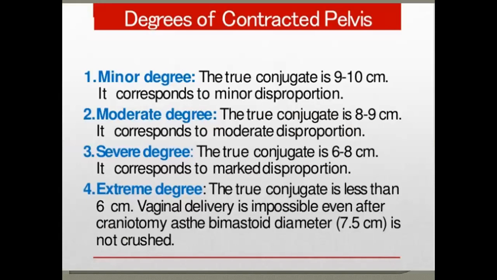Now the degrees of contracted pelvis: minor degree, moderate degree, severe degree, and extreme degree. We are classifying the contracted pelvis on the basis of true conjugate. The minor degree, the true conjugate is 9 to 10 centimeter, minor disproportion. Moderate degree, it is 8 to 9 centimeter, moderate disproportion. Severe degree, it is 6 to 8 centimeter. In extreme, it is less than 6. Here, the vaginal delivery is not at all possible.